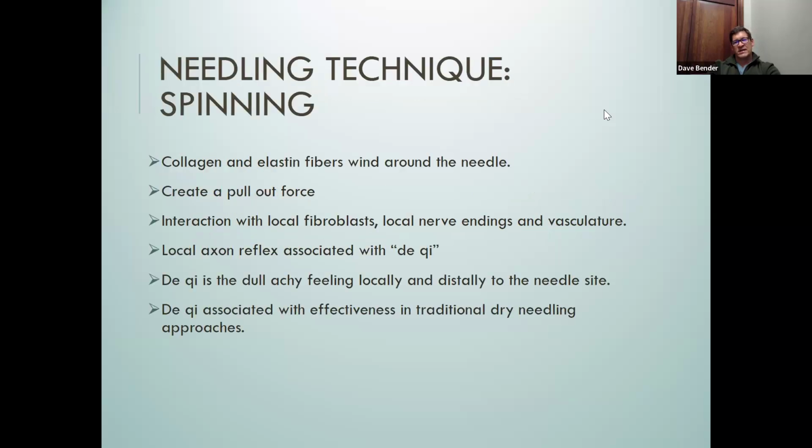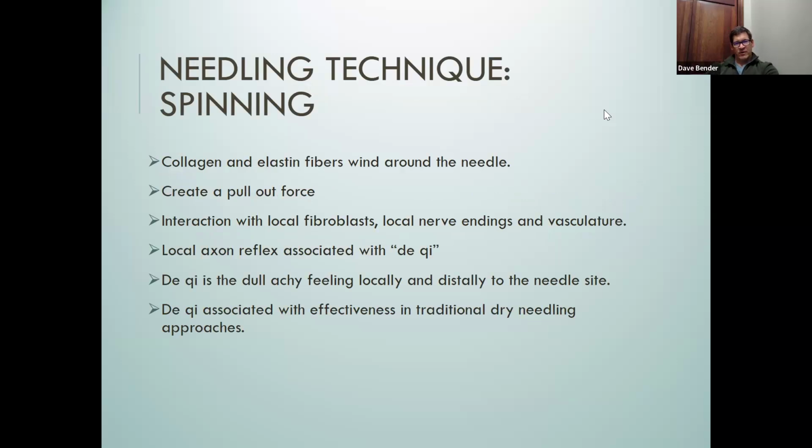Needling techniques. One technique is commonly referred to as spinning, which is where you take the needle and manipulate it, twirling it within the fingers. The idea of that is that collagen and elastin fibers wind around the needle, creating a pull-out force on that interaction. This is interaction with local fibroblasts, local nerve endings, and vasculature. So you're increasing the stimulation of that local tissue, also creating a little more micro trauma.